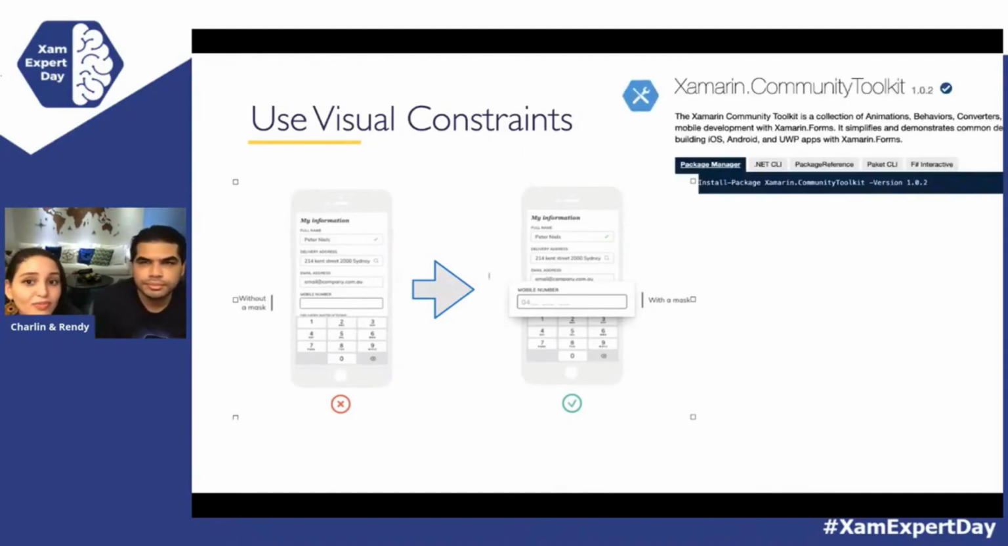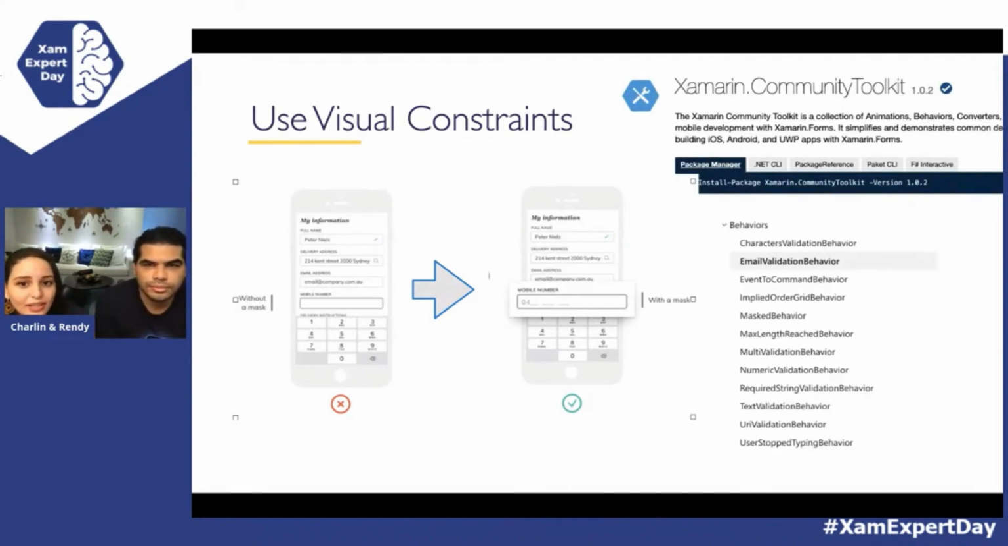Yeah, and also the Xamarin Community Toolkit supports it already. So you just need to install the package. They have a lot of behaviors there that you can use. They have email validation behavior, mask behavior, max length behavior, and other options that you can use there.